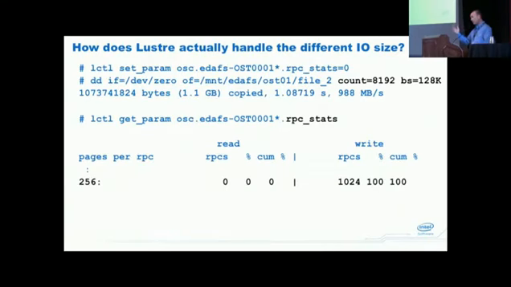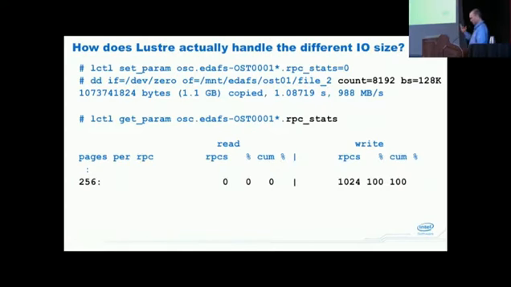It has a variety of statistics in that file. One of those statistics are the pages per RPC. Again, this is a histogram of the RPCs that are pages per RPC. And so on a 4K machine, which we had, we wrote out 256 pages per RPC. We did 1024 of them.